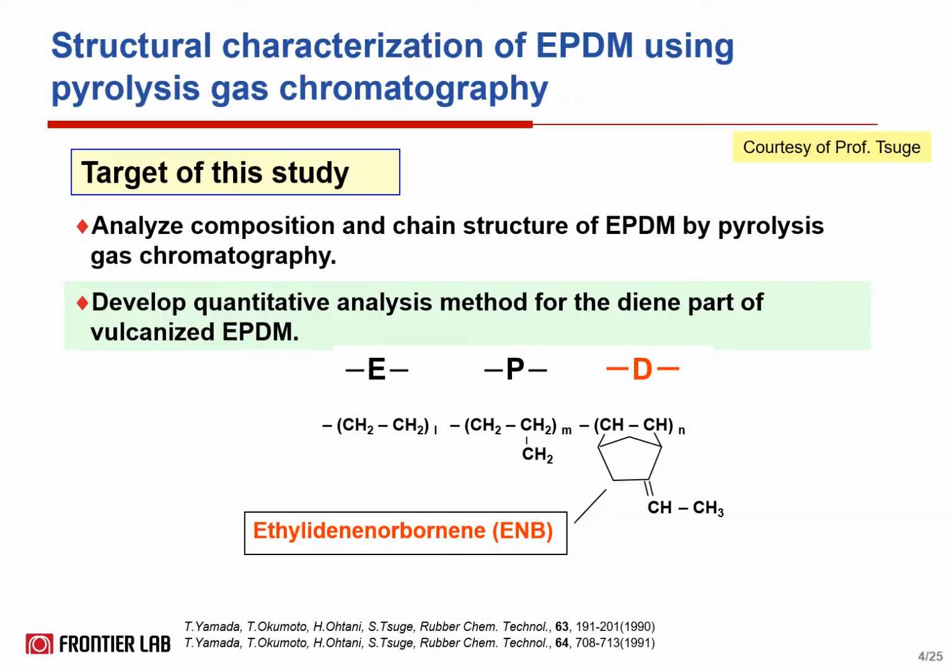Let's move on to the first example, structural characterization of EPDM using pyrolysis gas chromatography. This example was done by Professor Tsuge in Nagoya University and his research group. They analyzed composition and chain structure of EPDM by Py-GCMS and developed quantitative analysis method for the diene part of vulcanized EPDM sample.